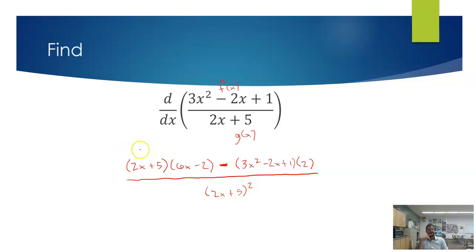This is g of x, f prime of x, minus f of x, times g prime of x, all over g of x squared. So we just apply our formula again. The nice thing is you don't have to simplify down, and that is your answer.